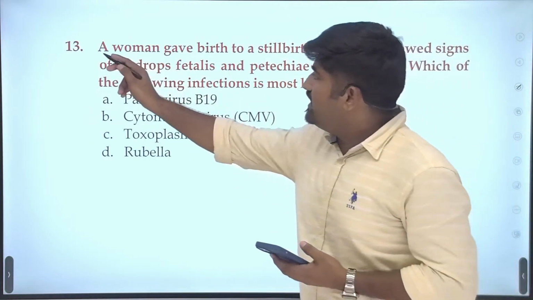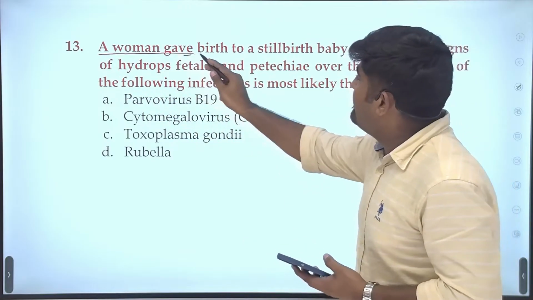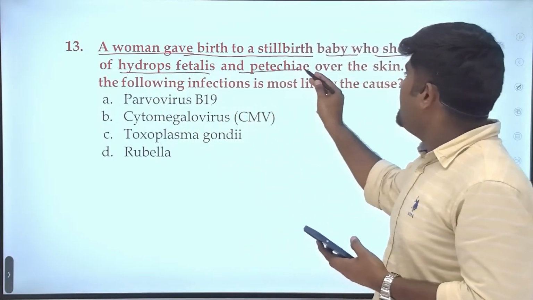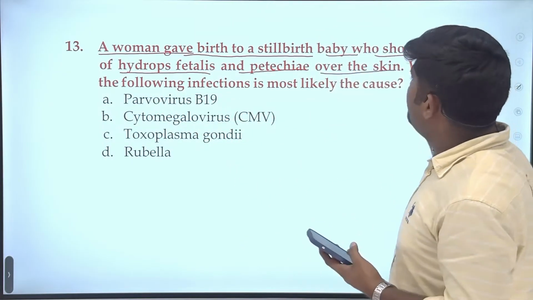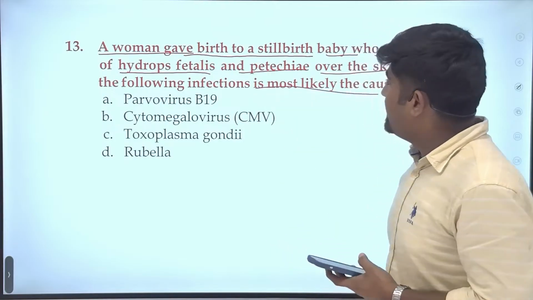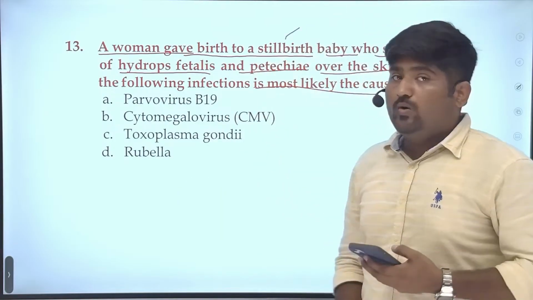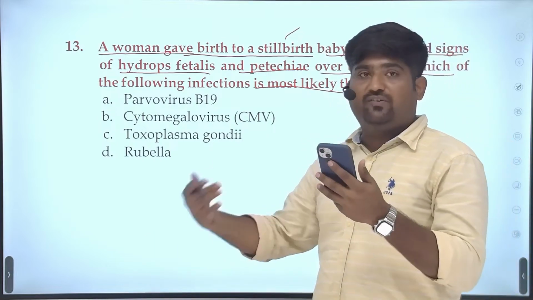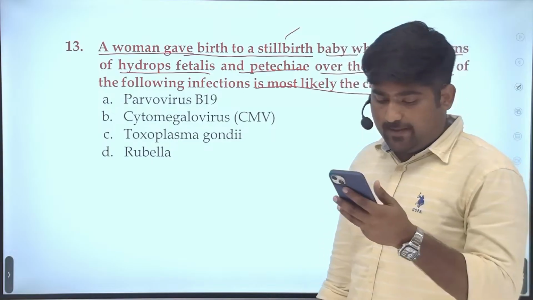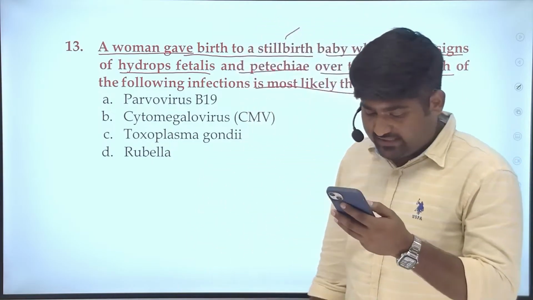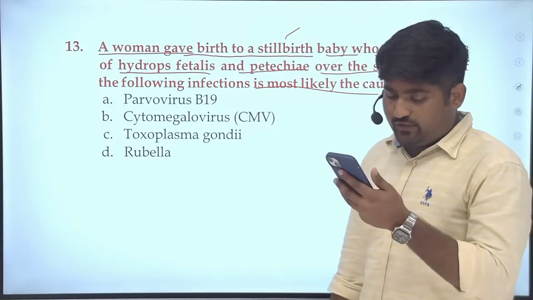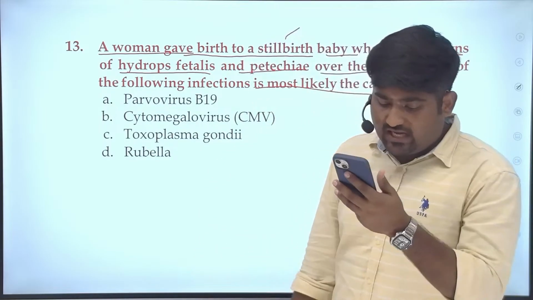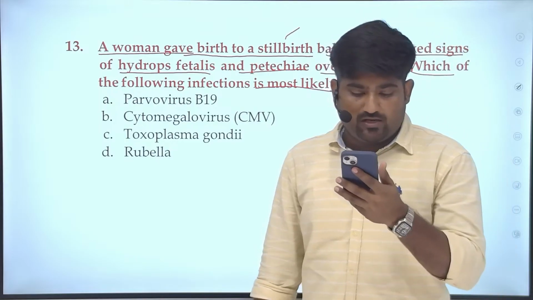A 13-year-old woman gave birth to a stillborn baby who showed signs of hydrops fetalis and petechiae over the skin. Which of the following infections is most likely the cause? Stillbirth baby, most likely cause of? Correct. So we are going to revise fast. Thank you so much for all your answers.